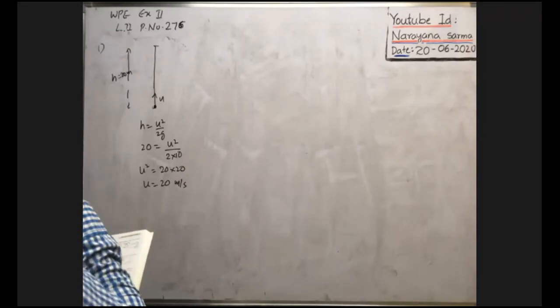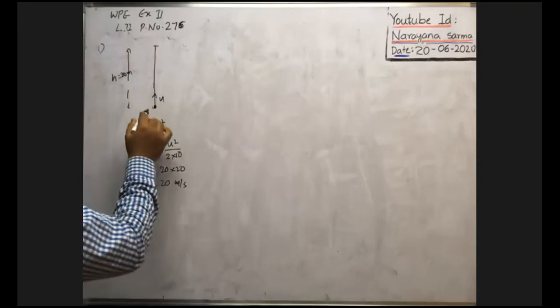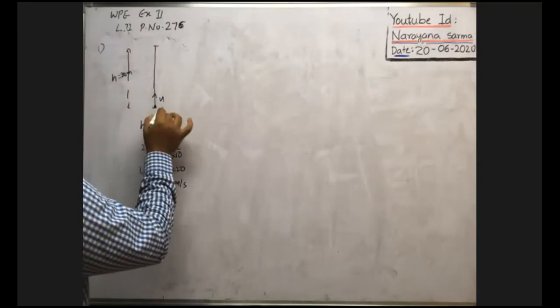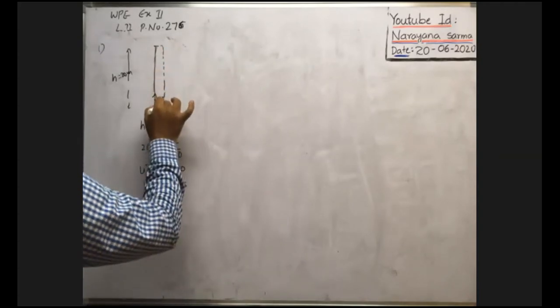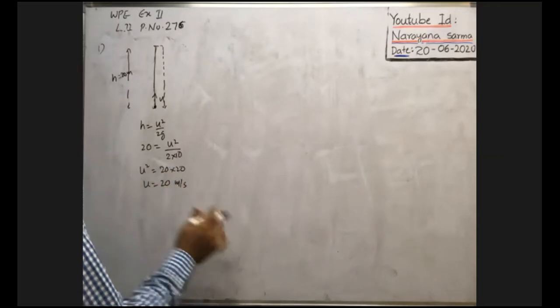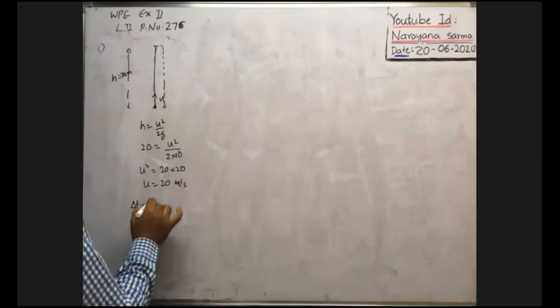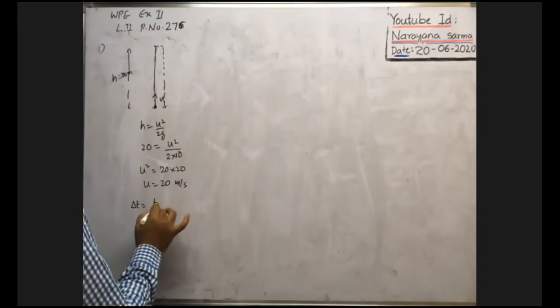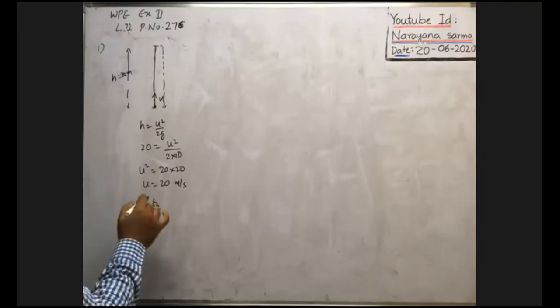Now, what is the time of descent? Because 4 balls are projected, each ball travels in the upward direction, reaches the maximum height and comes down. As 4 balls are projected at equal intervals of time, the time interval between each ball, delta t, is equal to the time of flight divided into 4 parts.